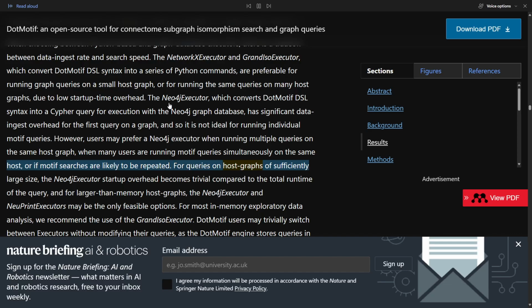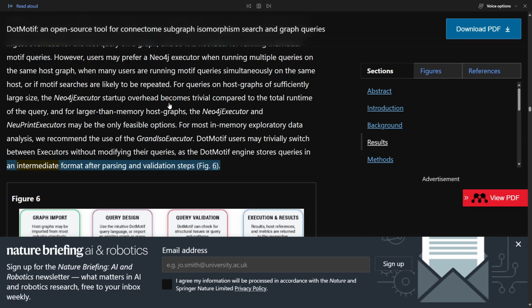For queries on host graphs of sufficiently large size, the Neo4j executor's startup overhead becomes trivial compared to the total runtime of the query, and for larger-than-memory host graphs, the Neo4j executor and Neuprint executors may be the only feasible options. For most in-memory exploratory data analysis, we recommend the use of the Grand ISO executor. DotMotif users may trivially switch between executors without modifying their queries, as the DotMotif engine stores queries in an intermediate format after parsing and validation steps.